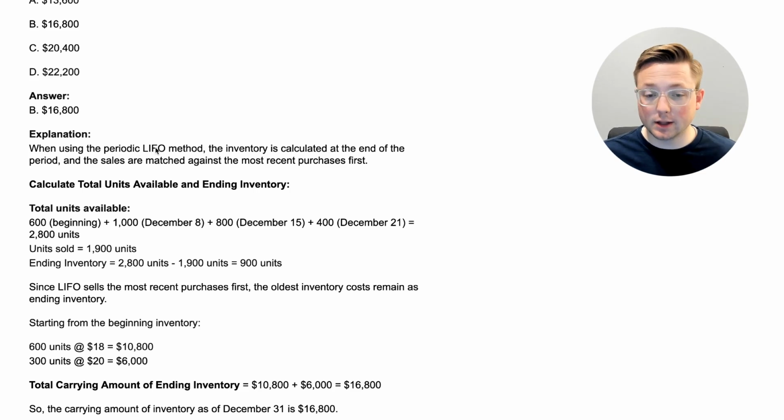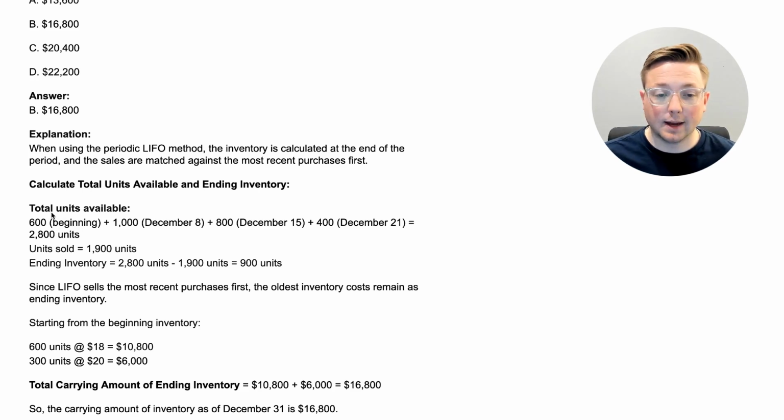When using the periodic LIFO method, the inventory is calculated at the end of the period, and the sales are matched against the most recent purchases. Now, the way that this is done could be a little bit confusing, but it makes total sense as you go through it. So let's go through this. So first we have to calculate the total units available, and then of course we have to calculate the ending inventory.